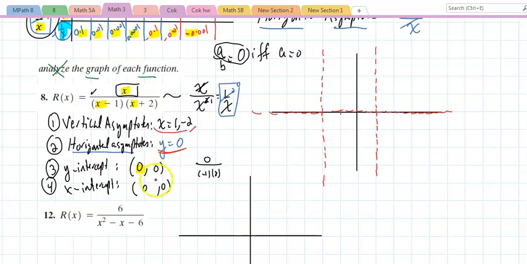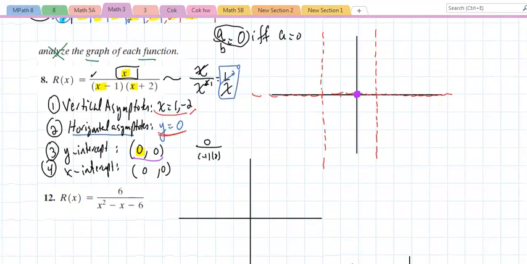Now, a graph must pass through its intercepts. This graph must cross through 0, 0. So, vertical asymptotes are impossible to pass. Horizontal asymptotes, you pass roughly 15% of the time. I'm not going to go for the graph yet.